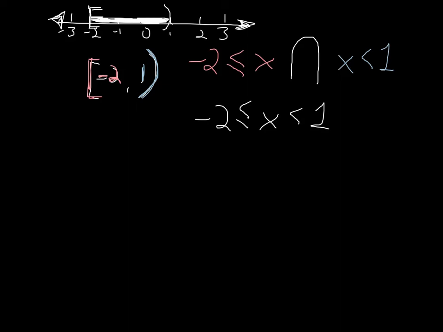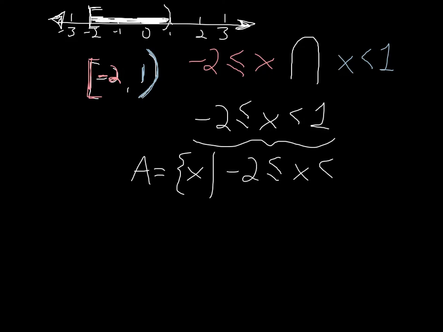How would we write this in set notation? We just take this whole thing and drop it right in. A equals x such that -2 is less than or equal to x is less than 1. And there we have it. Set notation, compound inequality, intersection union, interval notation, and number line.